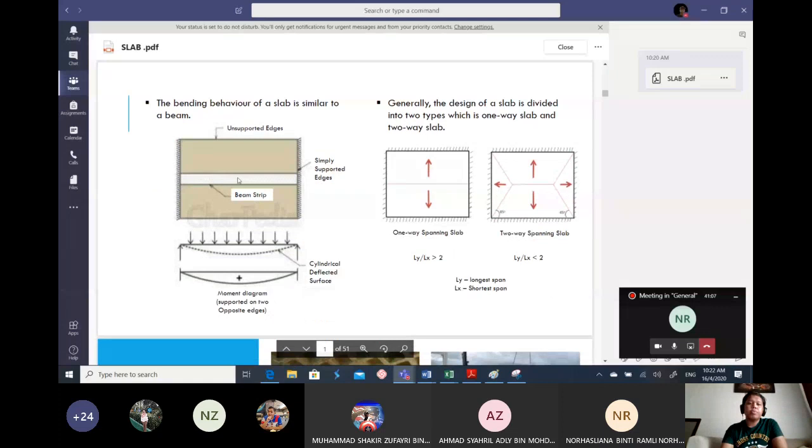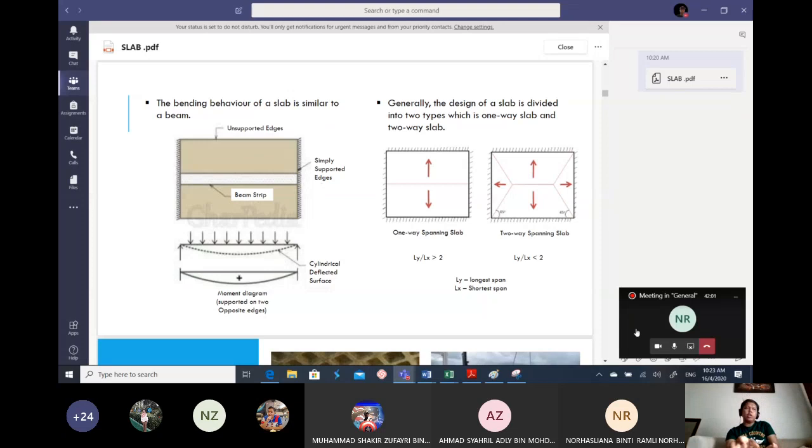Okay. So, the bending behavior of the slab is similar to the beam. It is the same as a beam. So when we apply load on top of this slab, its bending behavior is the same. Okay, this is your bending moment, this is your maximum moment. Okay, so you have to remember, I have taught load transfer on the beam before this. Basically we transfer load from slab to the beam. So all those loads are sitting mostly on the slab.